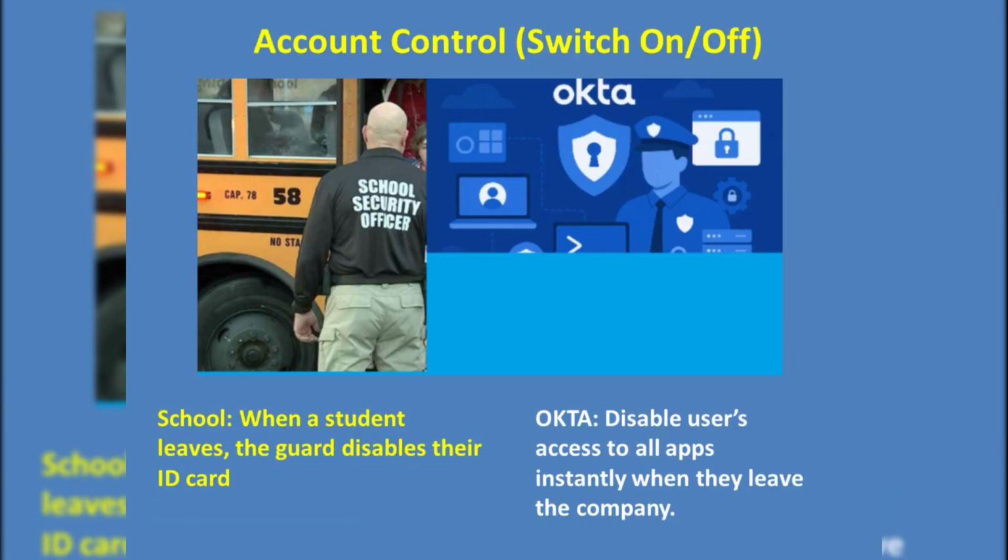When a student leaves the school, the guard disables their ID card so no doors open for them anymore. OKTA does the same. When someone leaves a company, their access to all apps can be switched off instantly.